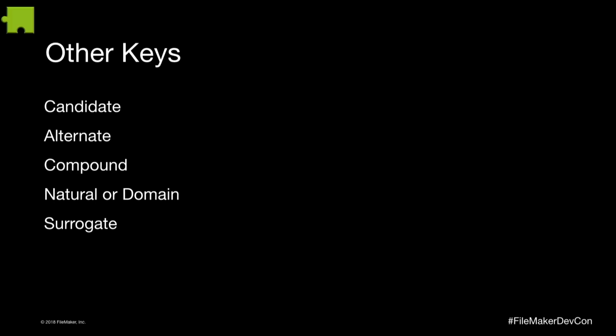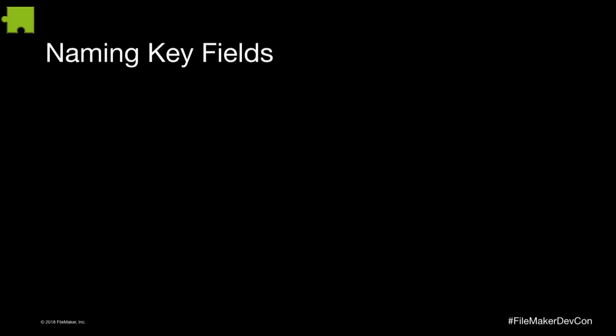So I only mention those because people say to me, well, yeah, you talked about primary and foreign, but I've heard about these other keys. Should I be using those as well? That sort of gives you a brief explanation of the definition. So when you go to create these keys in FileMaker, how do you generate the name for those? How do you name these keys?